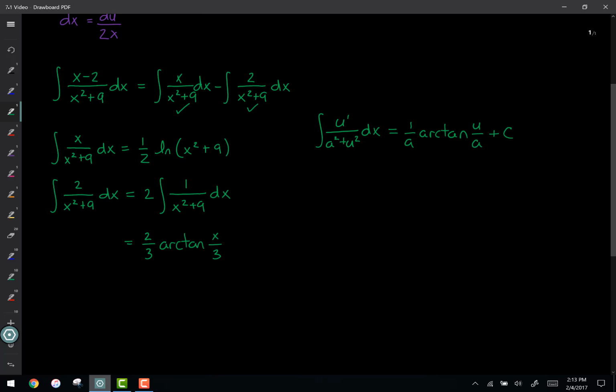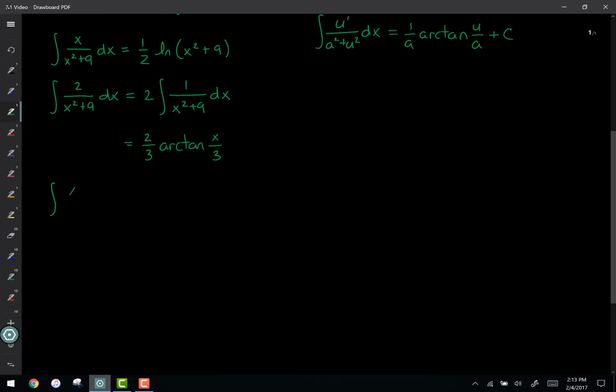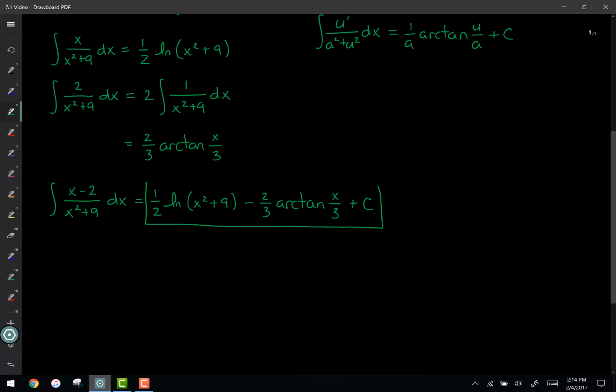So we're ready, right? We have this antiderivative, the first guy, minus the second one, gives us our integral that we want. So our antiderivative is going to be 1/2 natural log of x squared plus 9 minus 2/3 arctangent of x over 3 plus our integration constant. And there we go.